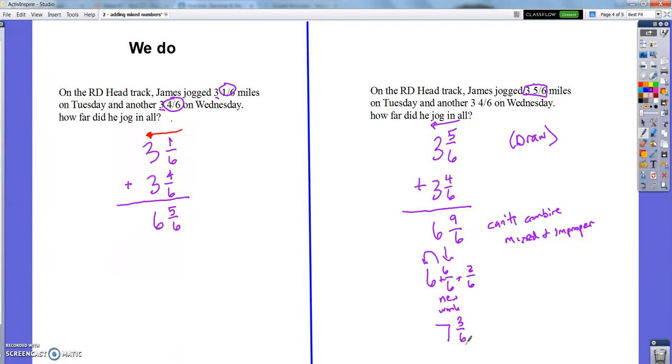Alright, so that's 2 strategies, arithmetic and drawing, for adding mixed numbers. If you need to go back and watch either example again, please do, so that you come to class ready to roll tomorrow. Once you feel like you've got a handle on it, you're all set, and I'll see you tomorrow.